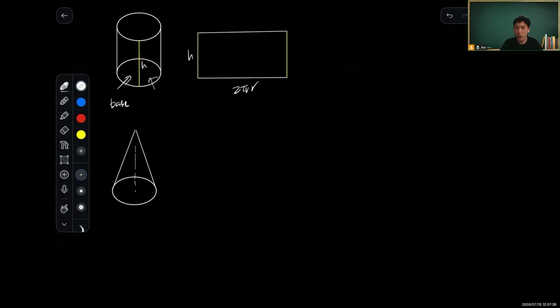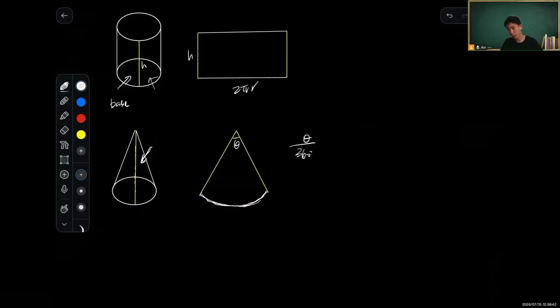Again, let's try to expand the side, or at least this surface, because we don't have two bases right now. So it's one base plus the side surface area. So again, we try to cut it. And in fact, you can experiment yourself. When you cut it, it's going to look like this, a fan shape. And the area here, we can represent as theta over 360 degrees of the entire area.